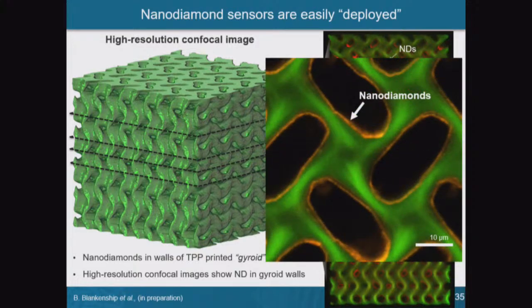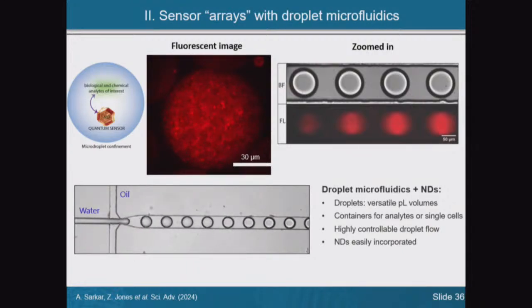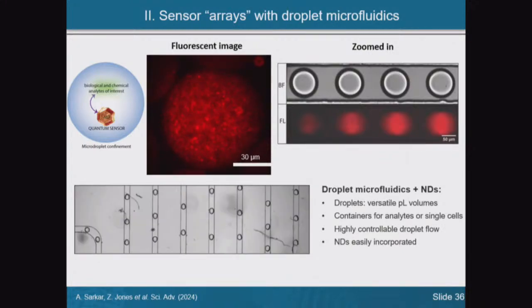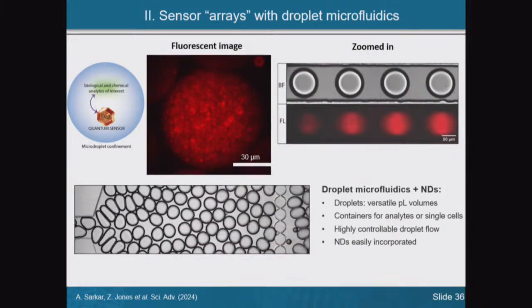Here's a blow-up view, but there are nanoparticles all around the walls here. Another example that I won't have time to tell you about is you can take these nanoparticles and put them inside droplets. So these are microfluidic droplets of water and oil. You can see a bright field view and a fluorescent view, and you can move these droplets around in whatever arbitrary pattern that you want.